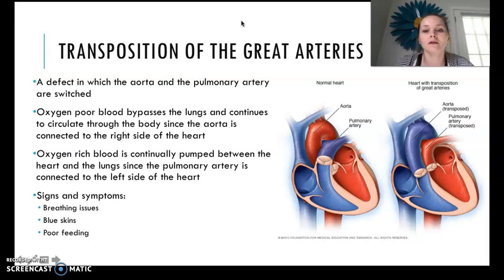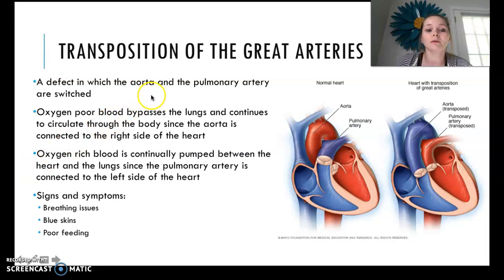So, transposition of the great arteries, or transposition of the great vessels, if you've ever heard of it in either of those forms, it refers to the same exact thing. So it's a defect in which the aorta and the pulmonary artery are switched. So for those who aren't familiar with heart anatomy, the aorta is typically connected to the left side of your heart, the left ventricle, and it pumps to your system, your body, your systemic blood flow is what it provides. And just as it sounds, pulmonary pumps to your lungs from the right side of your heart, and in this case, those two are switched.